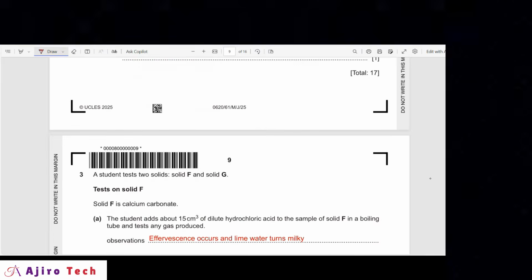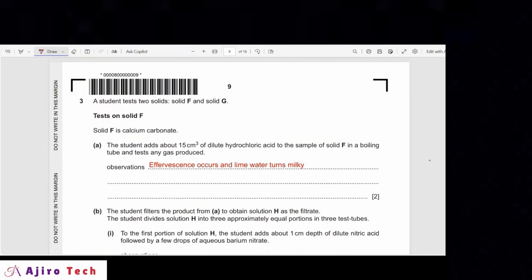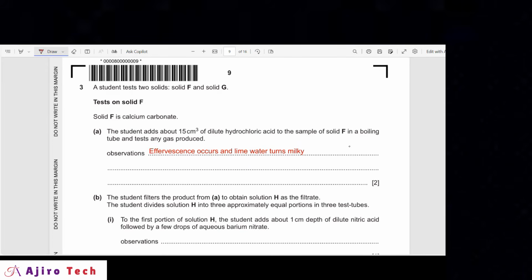So we go to question 3 now. A student tests 2 solids, F and solid G. The student adds 15 centimeter cube of dilute hydrochloric acid to the sample. Now look at solid F, calcium carbonate. This is the formula of calcium carbonate.